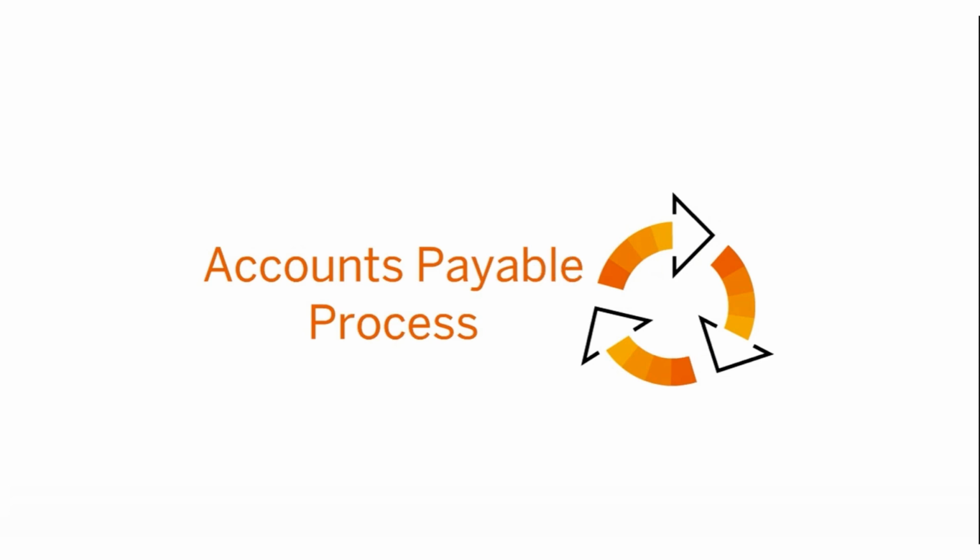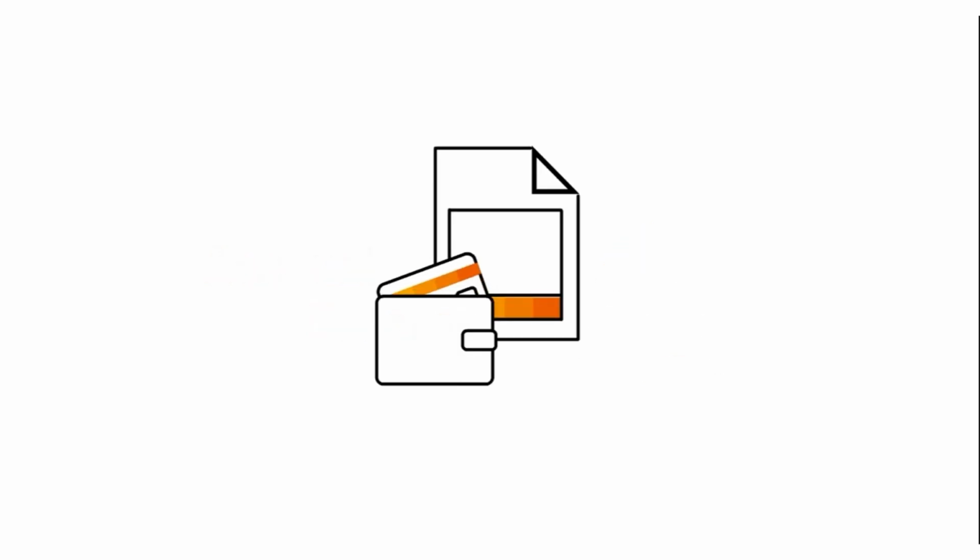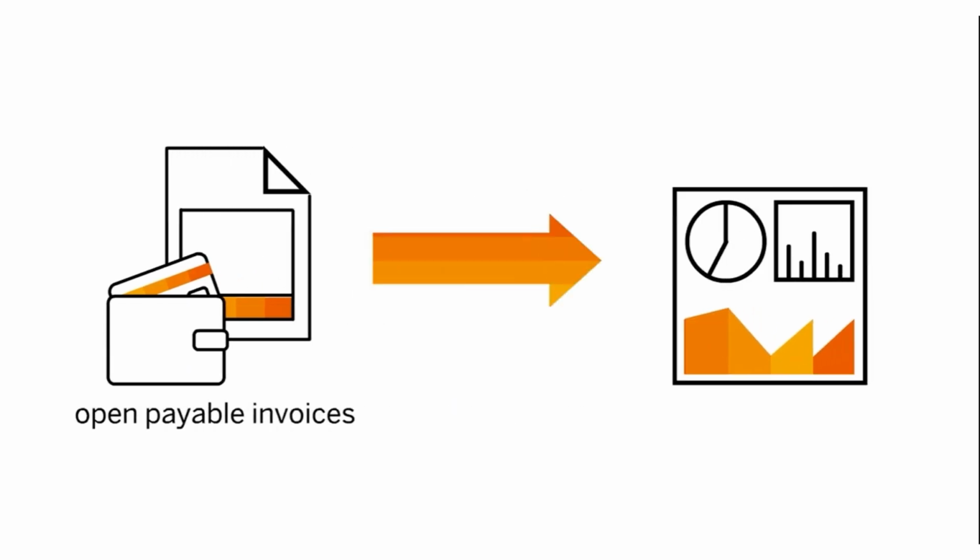Hello. When working through these tutorials, you will see how the accounts payable process has multiple dependent sequential steps. During the accounts payable process, you manage your open payable invoices that are automatically created from the purchasing processes. You manage and control open items with various analytical tools.